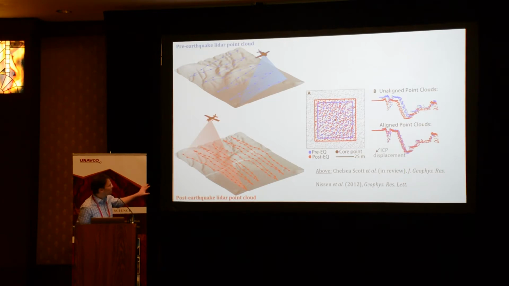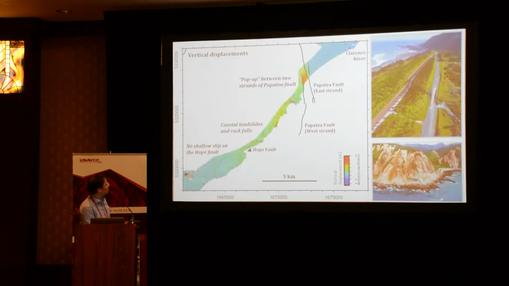I'm going to be talking about 3D differencing. So we take a pre-earthquake point cloud, a post-earthquake point cloud. We difference them using an iterative closest point algorithm. Details in these two papers here. This gives us 3D deformation.